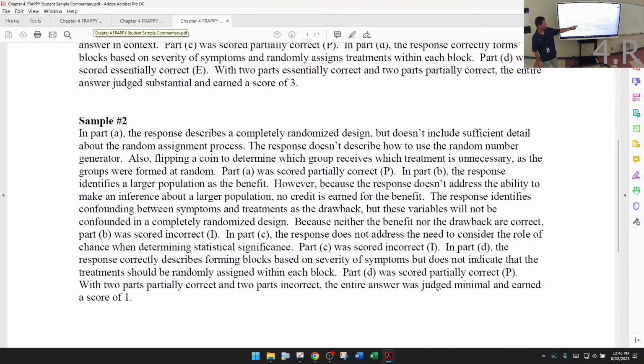In Part B, the response identifies a larger population as a benefit. However, because the response doesn't address the ability to make inferences about the larger population, no credit is earned for the benefit. The response identifies a confounding between symptoms and treatments as the drawback, but these variables will not be confounded in a completely randomized design, so neither benefit nor drawback was hit. They scored an I. Kind of hurts. They look like they know a little bit about what's going on, but they didn't hit anything on the rubric.